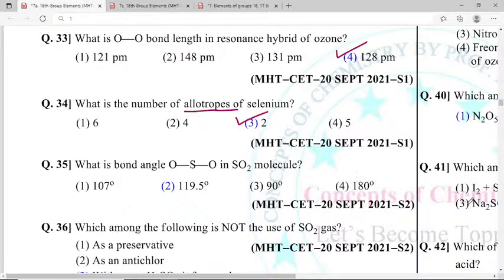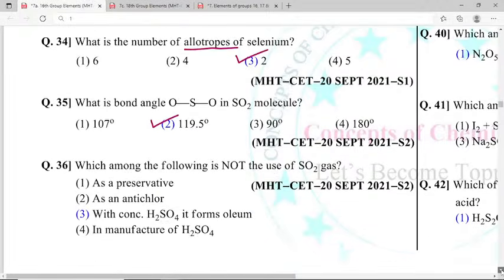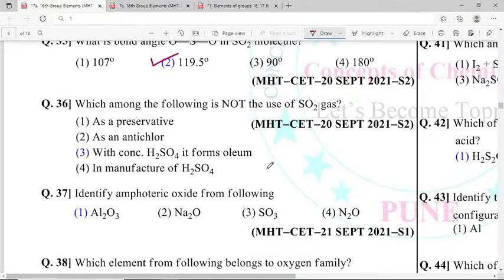What is the bond angle in SO2 molecule? The bond angle of oxygen, sulfur, oxygen in SO2 molecule is 119.5 degree.